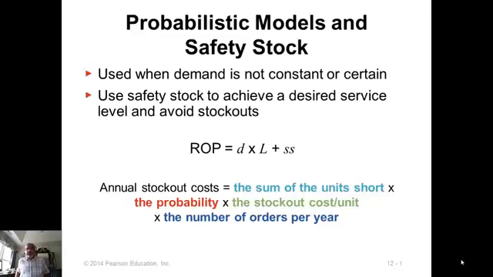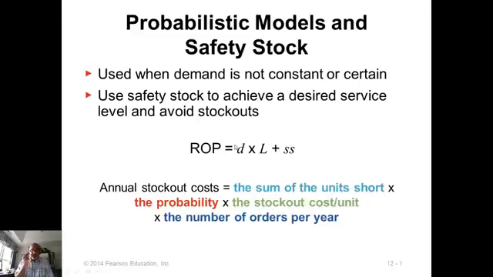Now we have discussed three EOQ models for how much to order. So now we're going to look at some ROP models, or reorder point models. If the demand is constant and lead time is constant, then your ROP is simply D times L, and that's it.